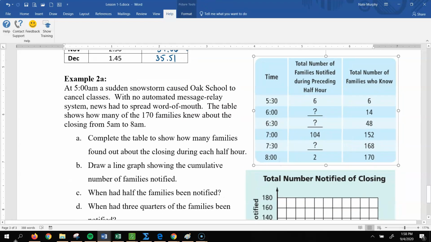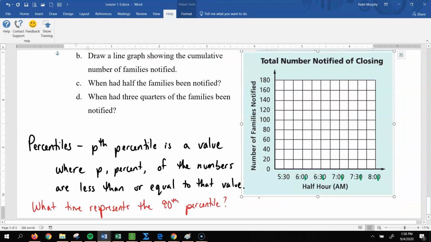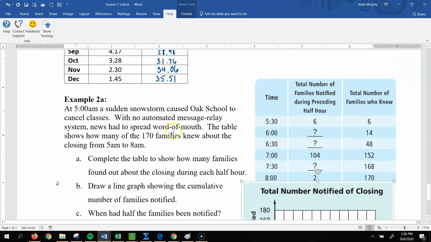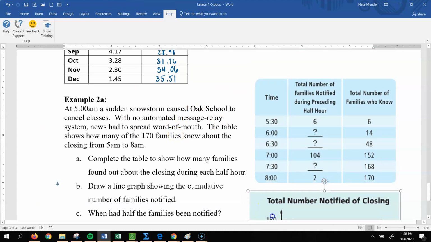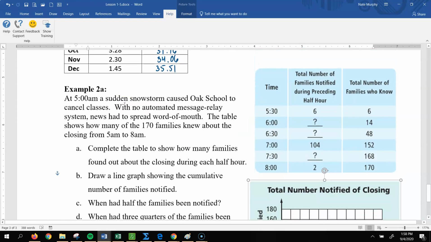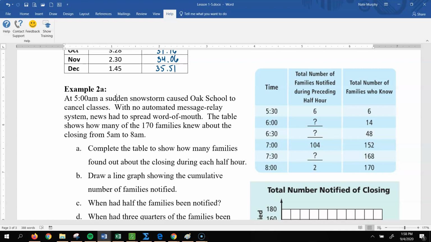So in this one, we're going to fill in this table. Hold on, went too far here. So we're going to complete this table. So this is dealing with this story problem where it says, let me scroll up. Here we go. At 5 a.m., a sudden snowstorm caused Oak School to cancel classes. With no automated message relay system, news had to spread word of mouth. The table shows how many of the 170 families knew about the closing from 5 a.m. to 8 a.m.